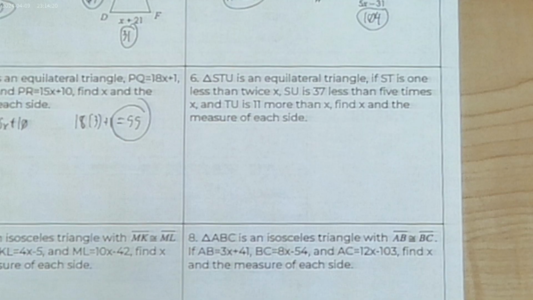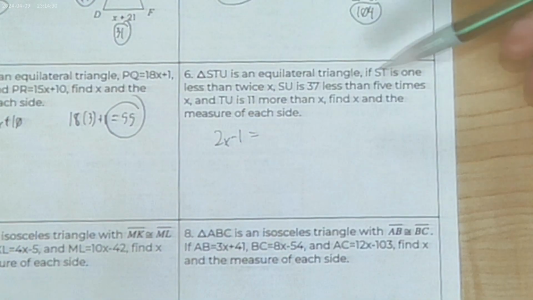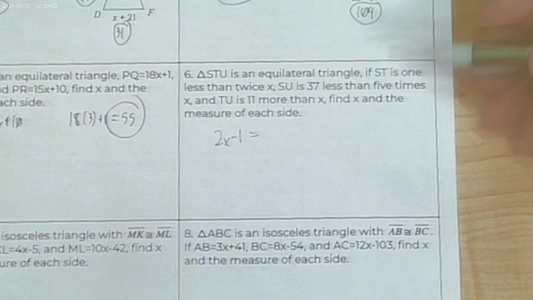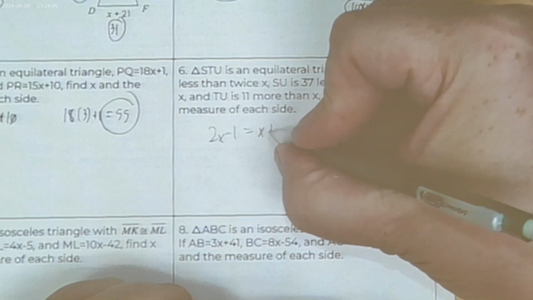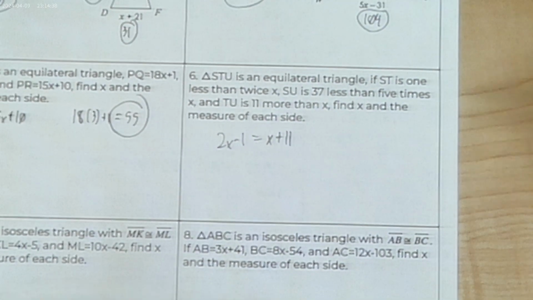Let's see. STU is an equilateral triangle. ST is one less than twice x. So 2x minus 1 equals 11 more than x. So x plus 11 equals 2x minus 1. I just went with the easiest ones that I could read.